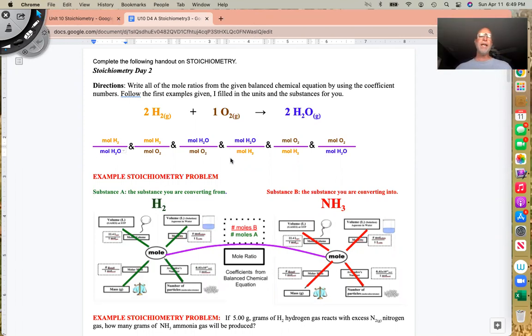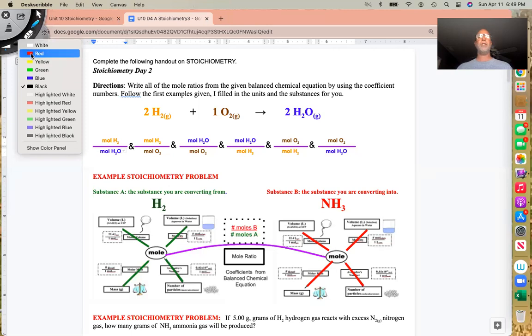So this is the handout I want you to do today. The first thing you're going to do is fill out the mole ratios. Now, we talked in the past video about what a mole ratio is.